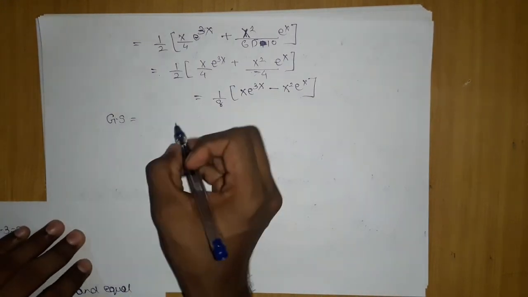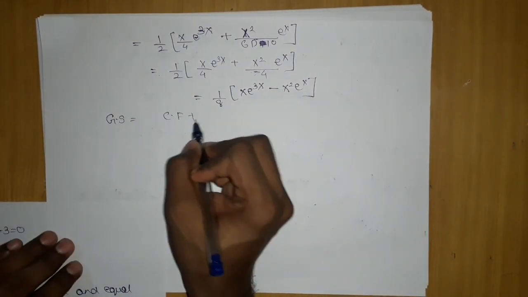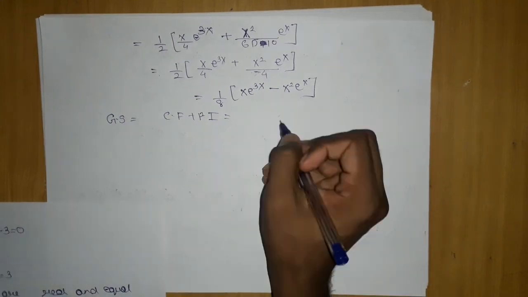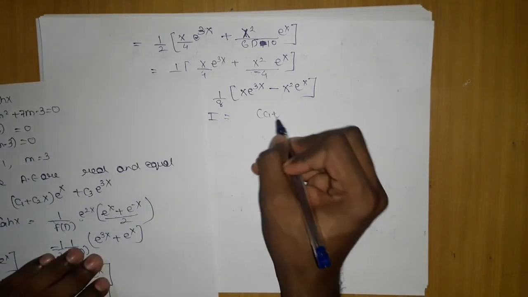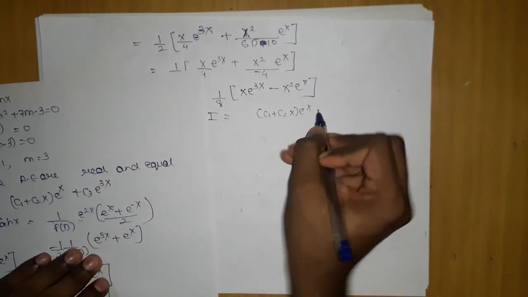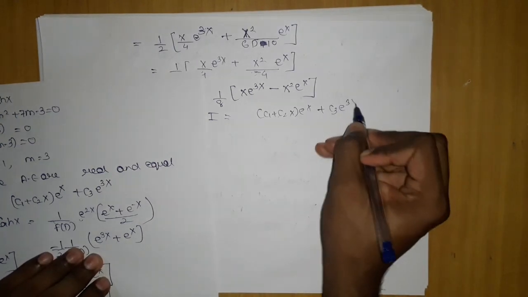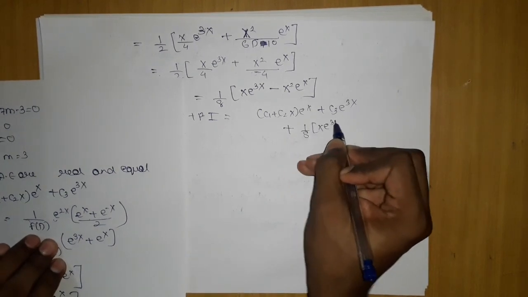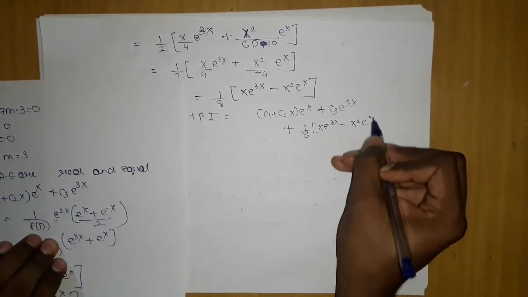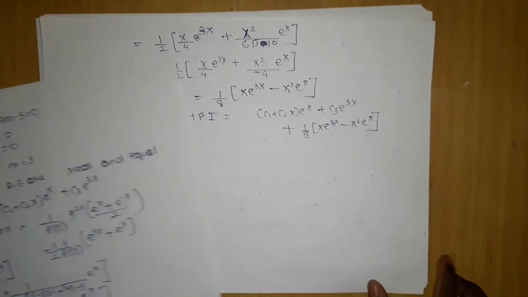So the general solution is nothing but the complementary function plus the particular integral. So we are going to write it as (C1 plus C2 x) e to the power x plus C3 e to the power 3x plus 1 by 8 bracket x e to the power 3x minus x square e to the power x. So this is our required answer.